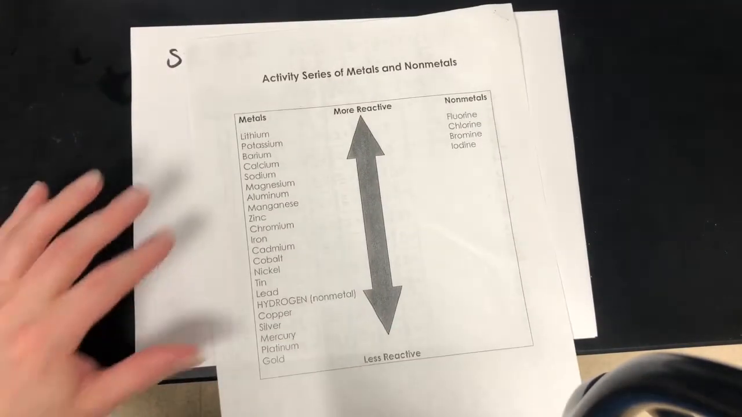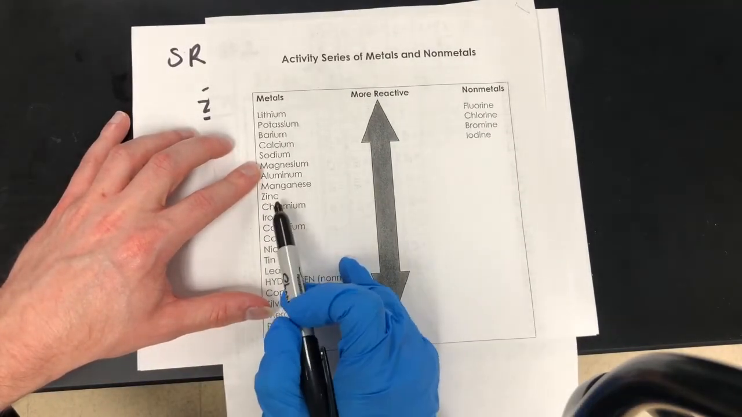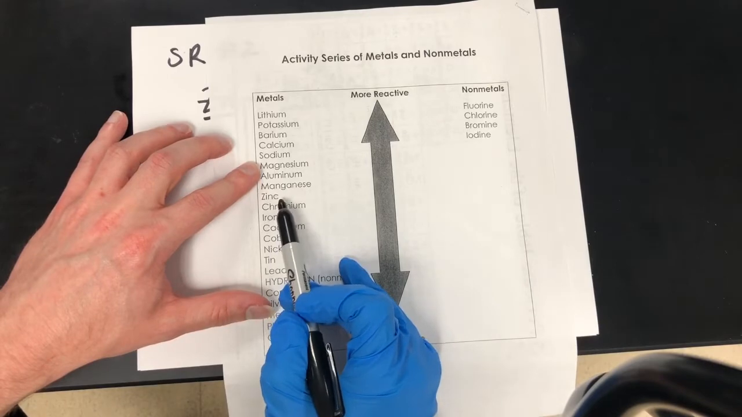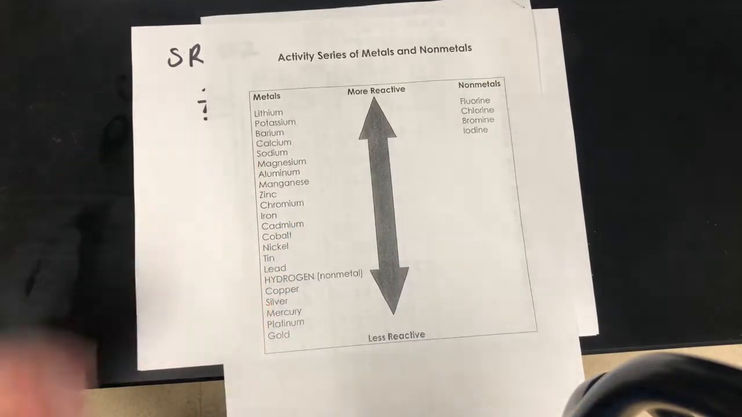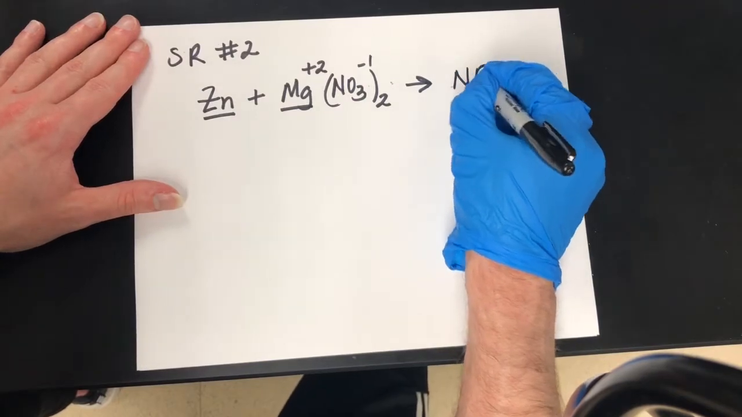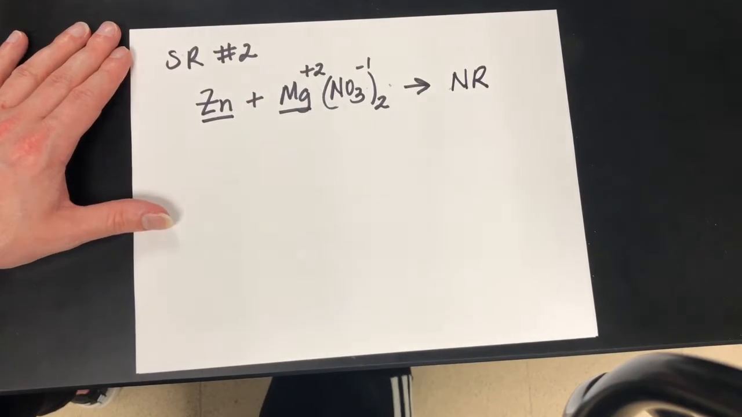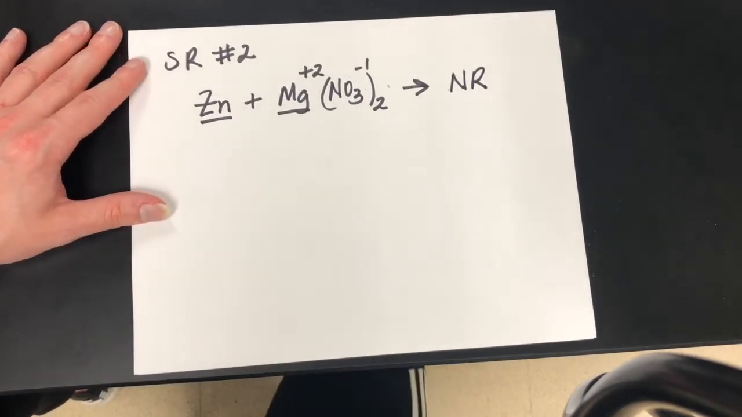Magnesium's right here, Mg, and zinc is right here. So in order for it to displace it, it has to be above the magnesium. So this is going to be another no reaction. Okay, no big fantastic surprises there. So we'll take a look at what actually happens in real life.